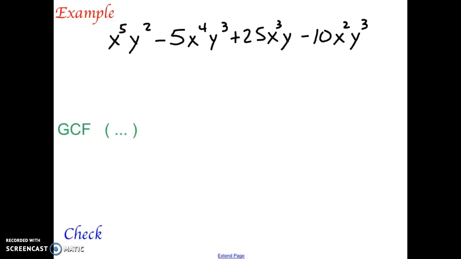Moving on to our last example. Now we're going to a polynomial with 4 terms. So now we have to find the greatest common factor in all 4 terms. Since the first term has a leading coefficient of 1, there's no number that we can take out as part of our greatest common factor. However, if we look at the x's, we got an x to the fifth, x to the fourth, x to the third, and x squared. So x squared will be part of our greatest common factor. With the y squared, y cubed, y, and y cubed, y is the other part of our greatest common factor. So we're going to divide out x squared and y from each term.